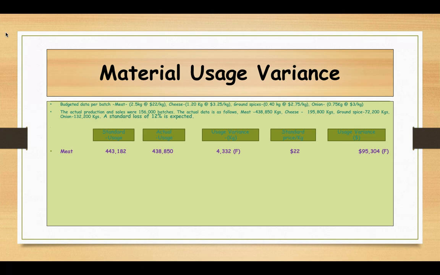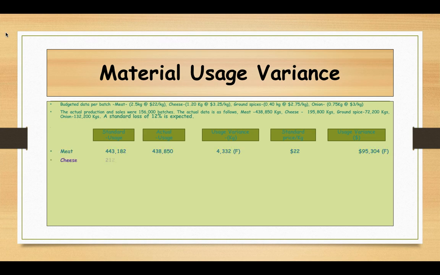Then the actual usage is given in the question, which is 438,850. So the usage variance in kilograms is 4,332 kilograms favorable. Then we times it by $22 and we get the usage variance of $95,304 favorable. Except for the standard usage calculation, the rest is our usual usage variance calculation.